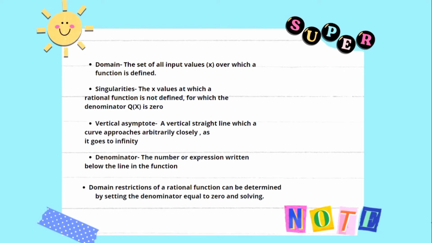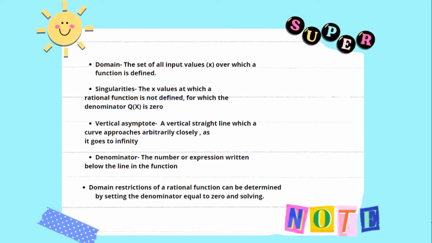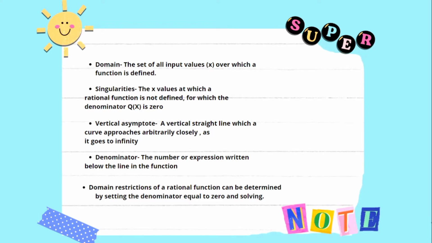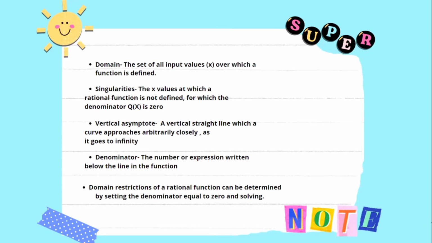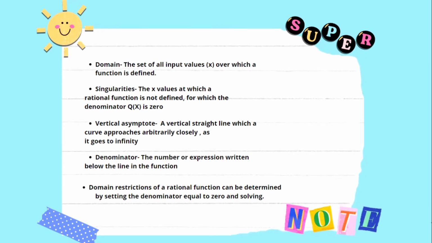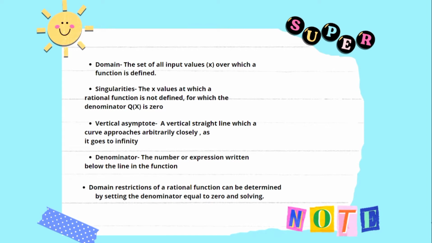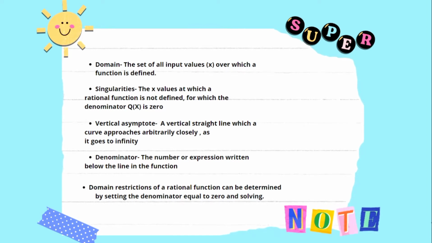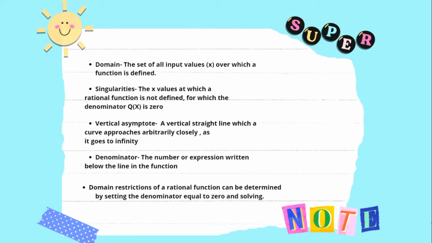Domain: the set of all input values x over which a function is defined. Singularities: x values at which a rational function is not defined, for which the denominator q of x is 0. Vertical asymptote: a vertical straight line which a curve approaches arbitrarily closely as it goes to infinity. Denominator: the number or expression written below the line in the function. The main restrictions of a rational function can be determined by setting the denominator equal to 0 and solving.